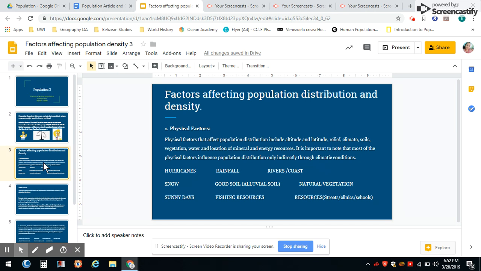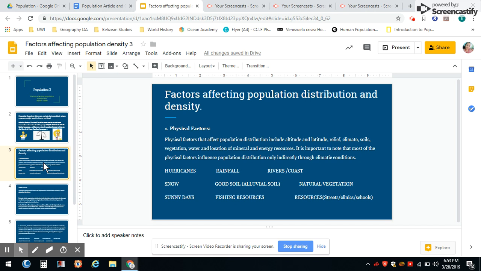Physical factors that affect population distribution include altitude, as in the height of the place that they're living, and latitude, as if a place is hilly or rugged or flat. Relief, climate, soils, vegetation, water, and location of mineral and energy resources. All of these are physical factors that can affect where people want to live. It is important to note that most of the physical factors influence population distribution only indirectly through climate conditions. So most of the things that affect us have to do with climate.